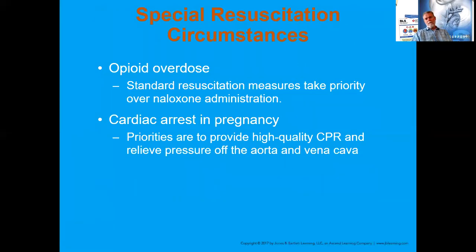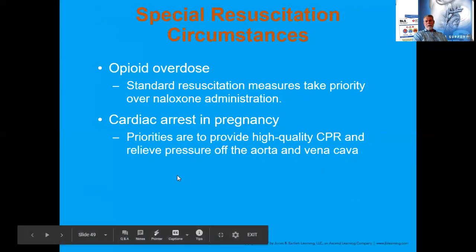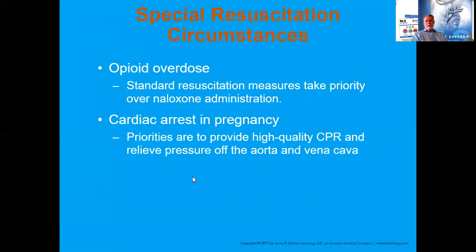Special circumstances, opioid overdose. We have a video on that as well, but that's your ability to utilize Narcan as a BLS provider. It's the nasal route of administration is what this is, and what your class did. Cardiac arrest in pregnancy still needs good compressions done to the mom.